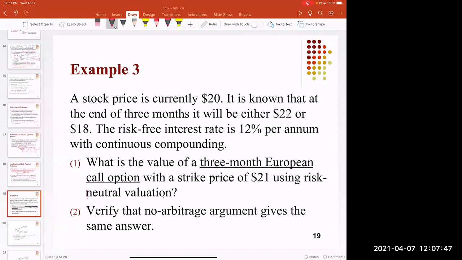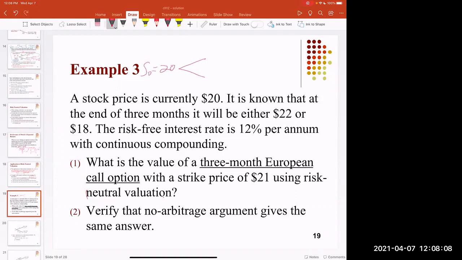The first approach, we talked about the 3 steps, right? And the second approach, we're going to use 2 steps. So example 3, a stock price is currently 20. You can draw the binomial tree. Okay, so S0, stock price today, is 20.